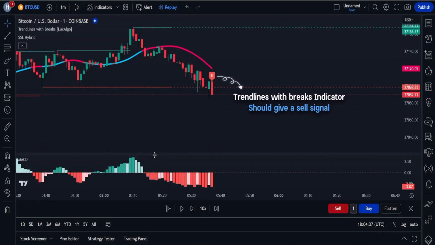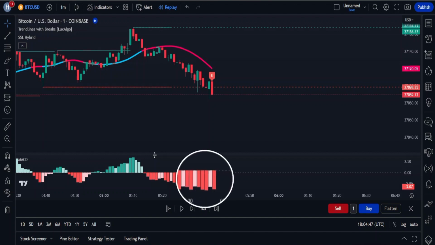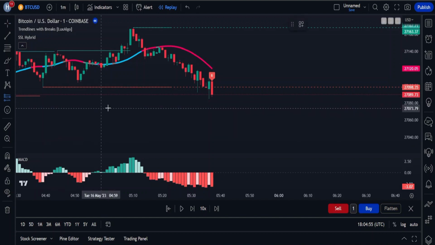Second, we pay attention to the trend lines and look for the trend line with breaks indicator to give a bearish breakout signal that suggests a downward trend. After that, we're specifically looking for the MACD histogram to close below the zero line, indicating a potential decline, as it adds more weight to our selling decision. So as all the conditions are fulfilled, we will open a sell position here.